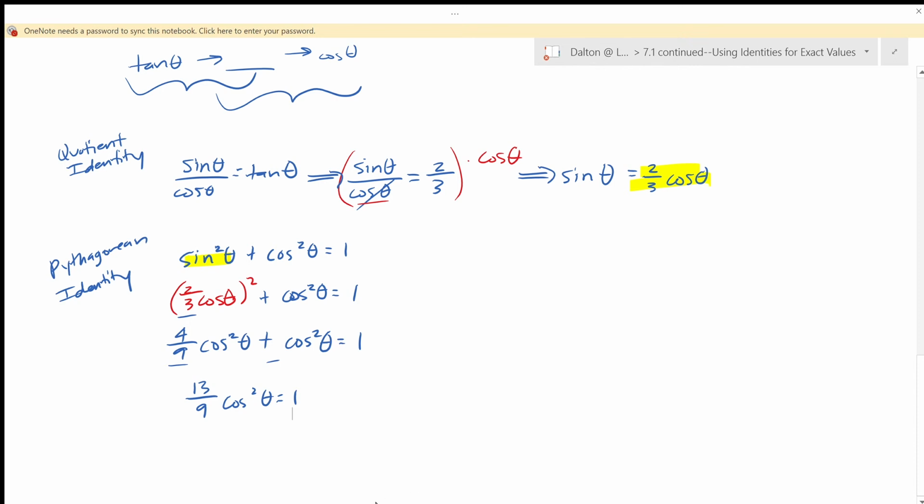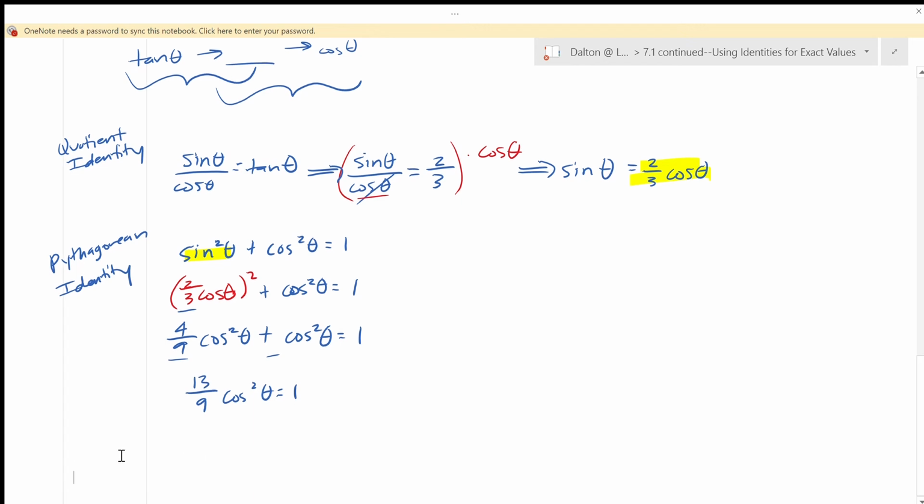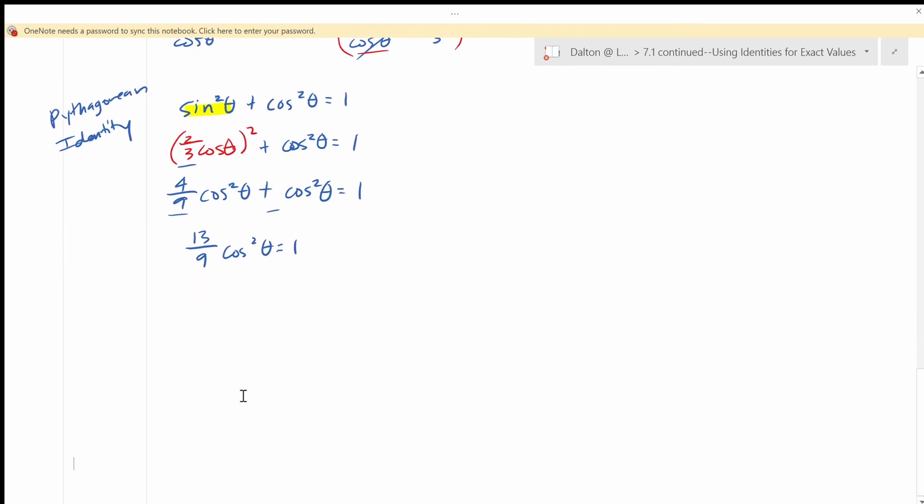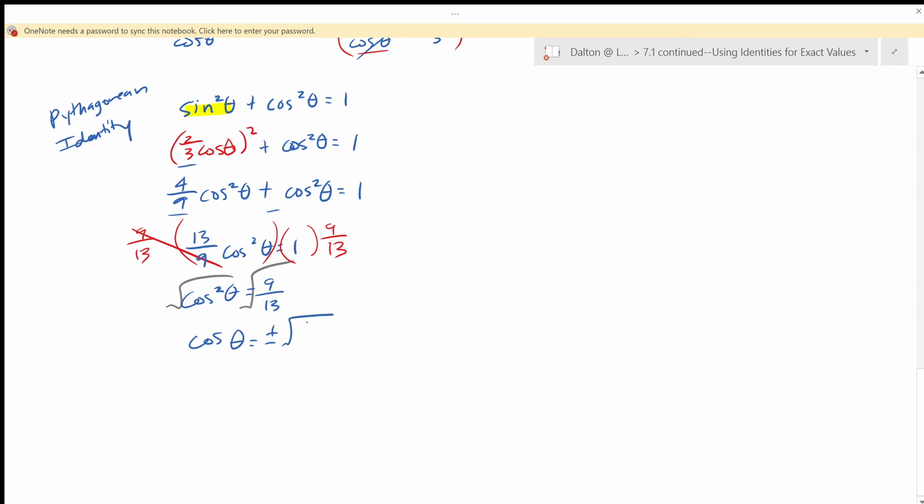So if I want to get rid of 13/9, you could do that in a couple different ways. You can think of dividing both sides by 13 over 9, or I like to think about it as multiplying both sides by the reciprocal, 9 over 13. So then if we do that, on the left-hand side, we're left with cosine squared theta equals 1 times 9 over 13, which is 9 over 13. And then to isolate cosine, we take the square root of both sides. Therefore, the cosine of theta is equal to plus or minus the square root of 9 over 13.